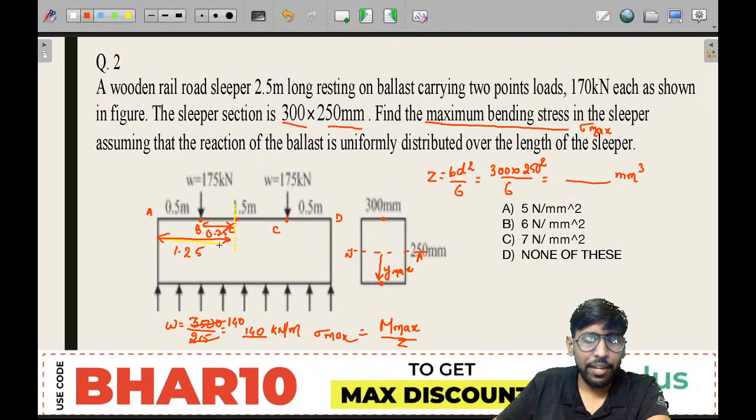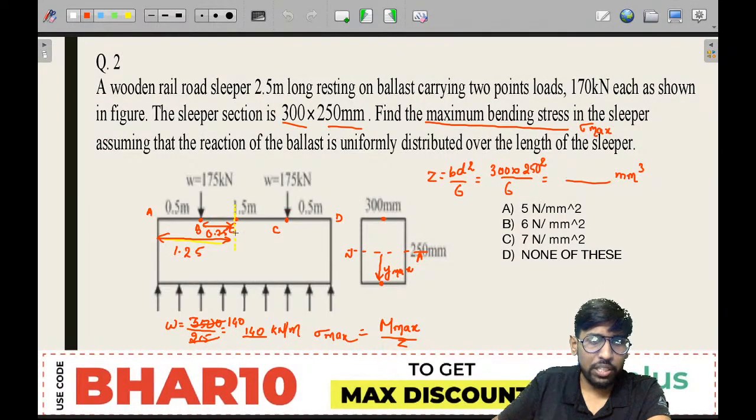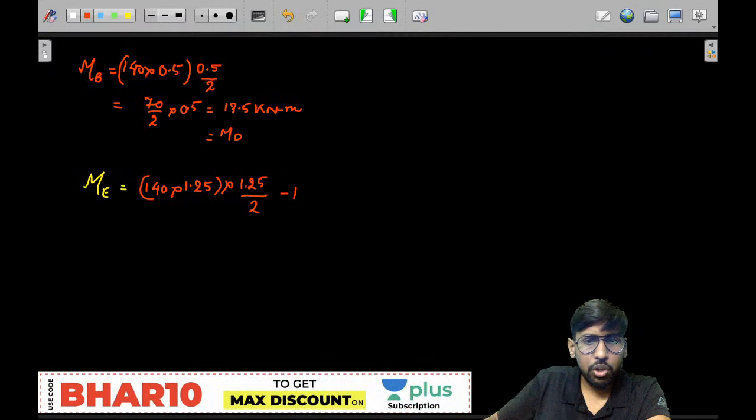So if you take the moment, it will be 140 into 1.25 is the total load, and the lever arm is 1.25 by 2. And from this, we are going to subtract 175 into 0.75. Minus we have used because it is in the opposite direction. So from here, get me the value of bending moment at E.